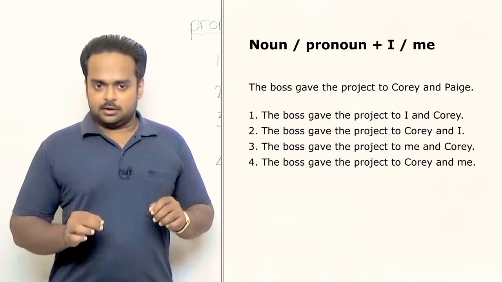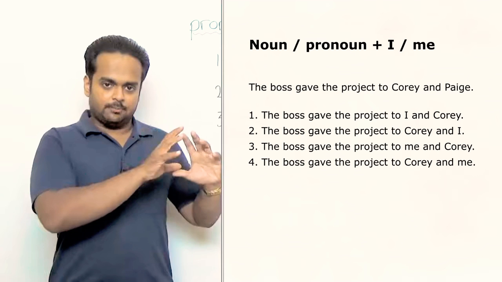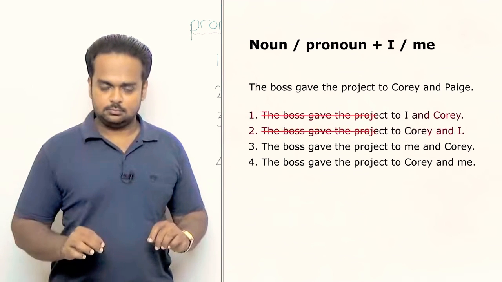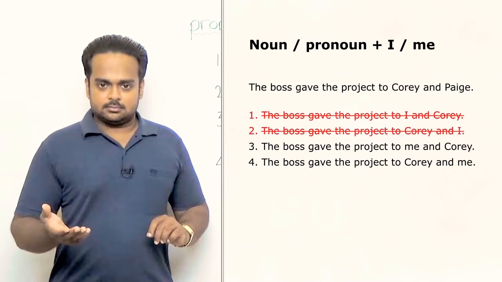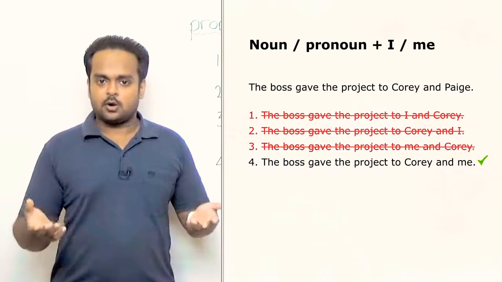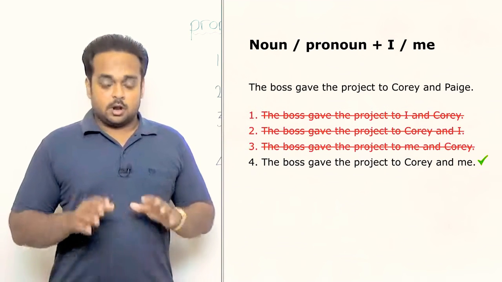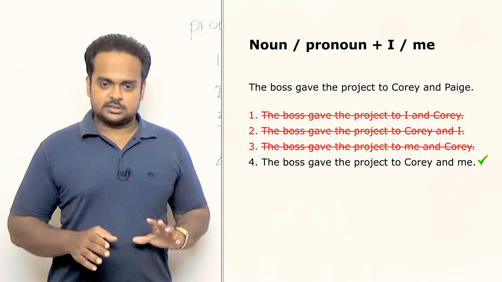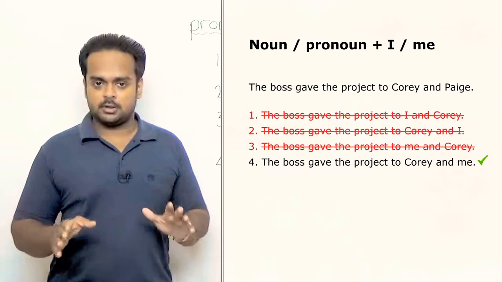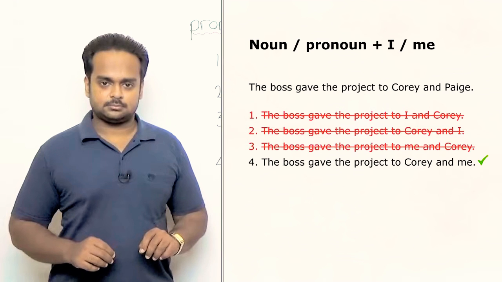Okay, here we want to use an object pronoun because the noun and pronoun are in the object position, so we need to use me. And once again, the right way to say it is the boss gave the project to Corey and me. We want to put the other person first. The common error in both of these types of sentences is to use one of the other forms. It's very common for students to make that error, so please avoid doing that.